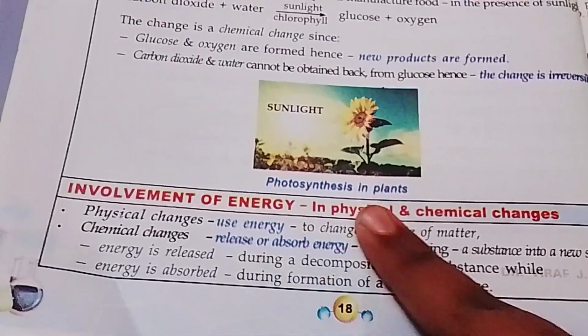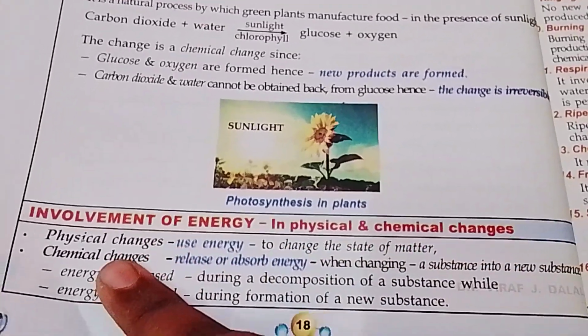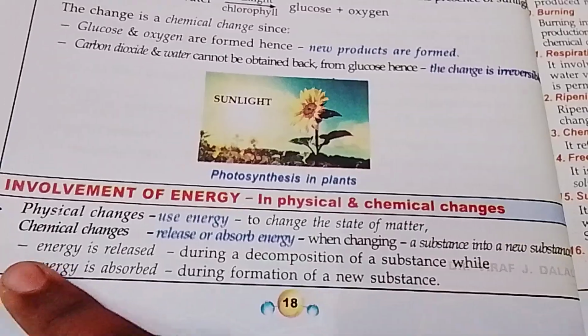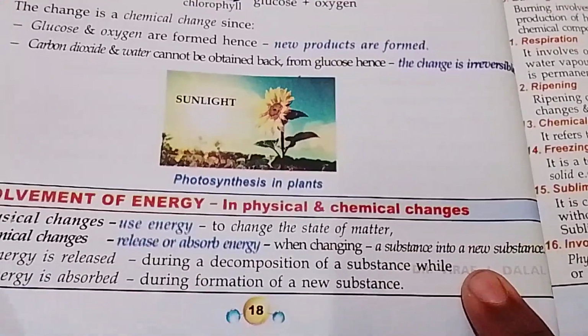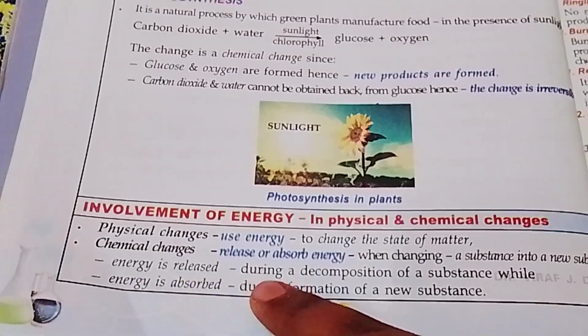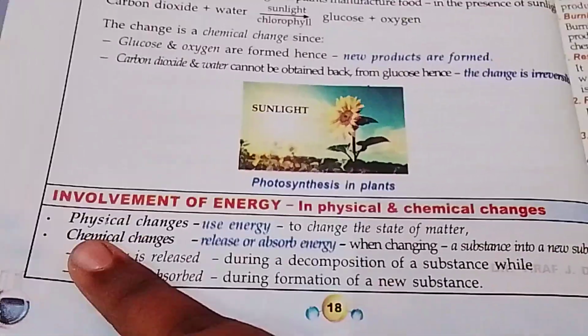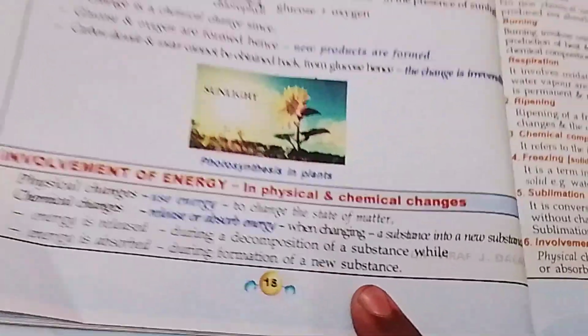Involvement of energy in physical and chemical changes. Physical changes are used to change the state of matter. Chemical changes release or absorb energy. When changing one substance into another, energy is released during the decomposition of a substance, while energy is absorbed during the formation of a new substance.